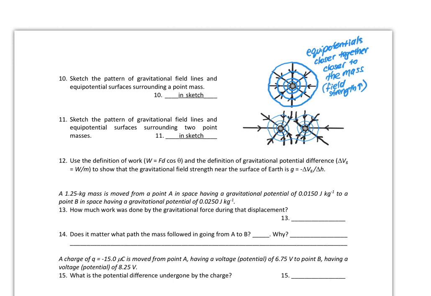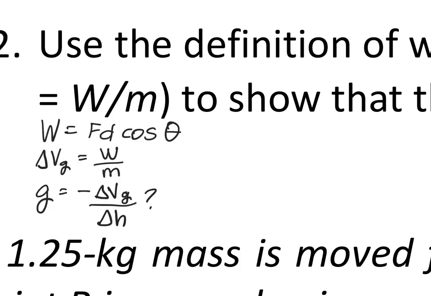Then 12, we have W equals F d cosine theta, and the definition of gravitational potential difference, to show gravitational field strength is g equals negative delta V_g over delta h. I feel like they didn't give us a lot of room, so let's zoom in. So here are the arguments. We have W equals F d cosine theta. The gravitational potential difference is work per unit mass, and when I show the gravitational field strength is negative gravitational potential difference over the change in height of an object that has moved in that field. So let's go from there.